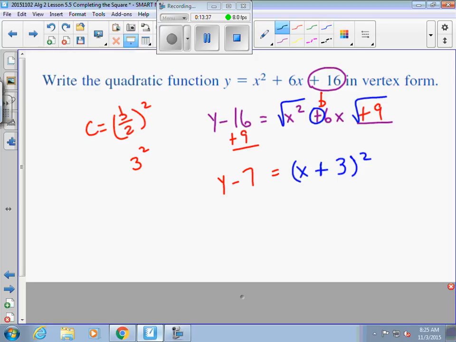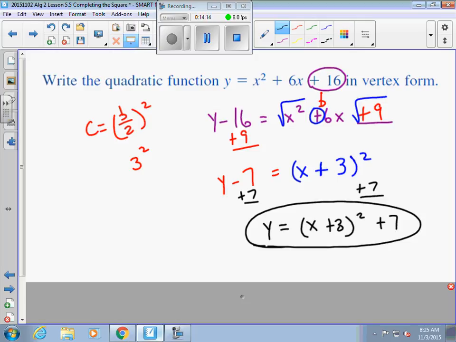Get y equals all by itself in order to create vertex form. Take 10 seconds. Again, it says y minus 7, so undo minus 7 by adding it. You add it to the left, add it to the right. Remember, we cannot add it to 3 because that's in parentheses. So we have something that simply says y is equal to x plus 3 squared plus 7. This is vertex form. Y equals x plus 3 squared plus 7.